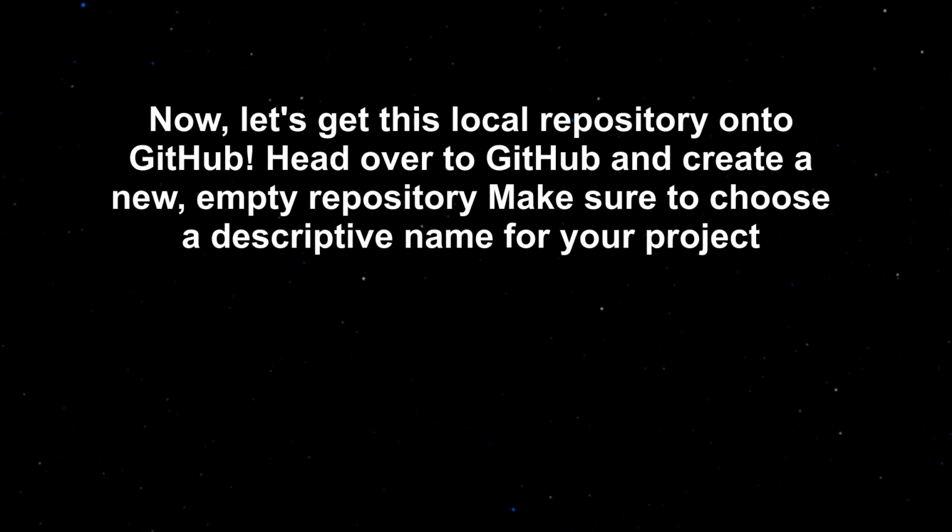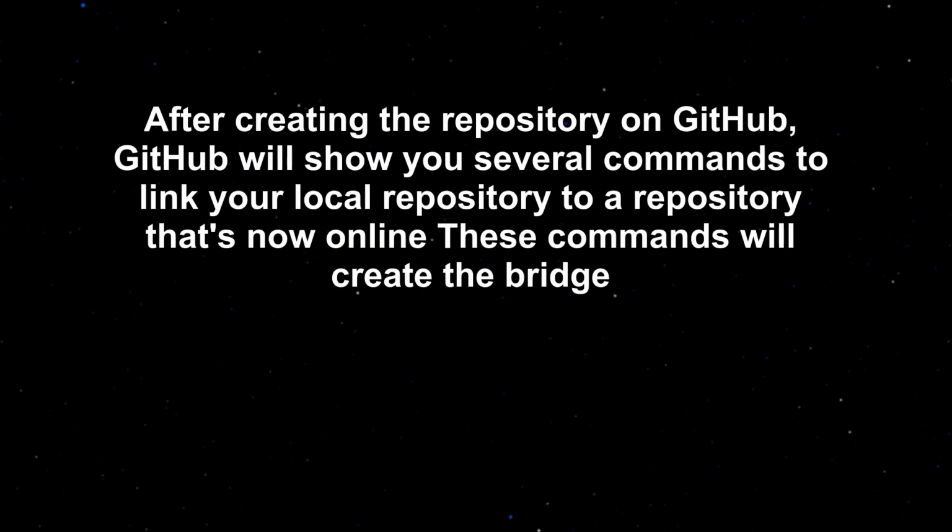Now, let's get this local repository onto GitHub. Head over to GitHub and create a new empty repository. Make sure to choose a descriptive name for your project. After creating the repository on GitHub, GitHub will show you several commands to link your local repository to a repository that's now online. These commands will create the bridge.